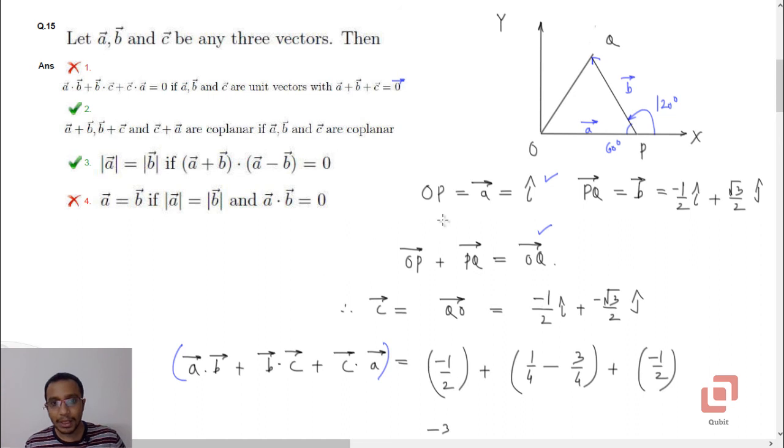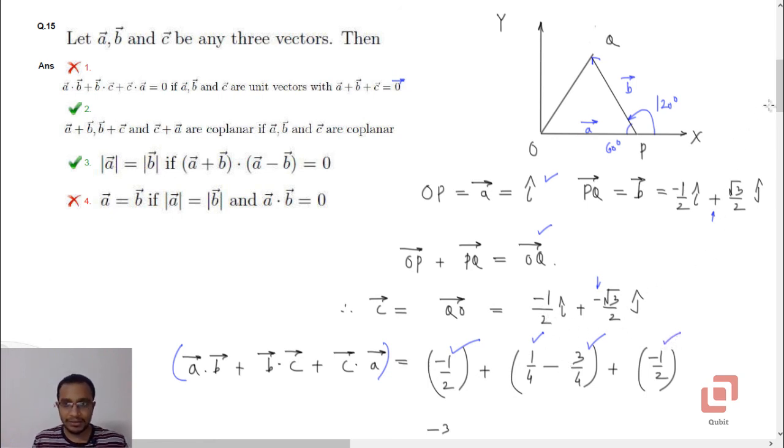All right, now what is a bar dot b bar? a bar is i cap and b bar is -1/2 i plus √3/2 j. So a bar dot b bar will be -1/2. Okay, now let us go to b bar dot c bar. b bar dot c bar will be equal to 1/4, and these are having positive and negative signs, so it will be -3/4. Okay, now last is c bar dot a bar. c bar doesn't even have a j component in the product, so it will be 1 into -1/2, or -1/2.